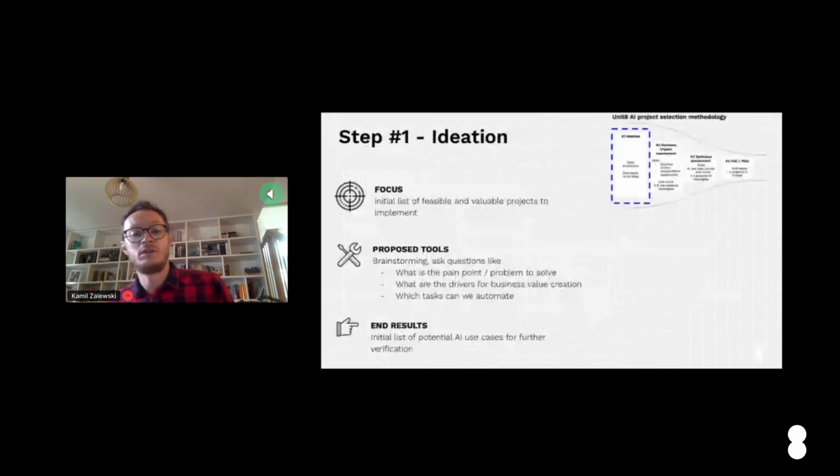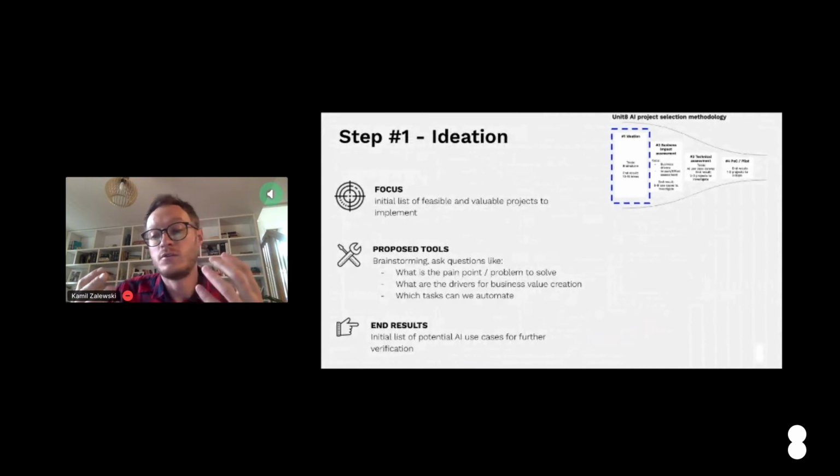So step 1 of the methodology, ideation, right? If you're thinking about starting an AI project, you probably already have some ideas in mind. You have some areas where AI could help, or you probably have some pain points that you think the data-driven approach can help. So the focus of step 1, the ideation, is basically around creating an initial list of potential projects to further verify throughout working through that funnel.